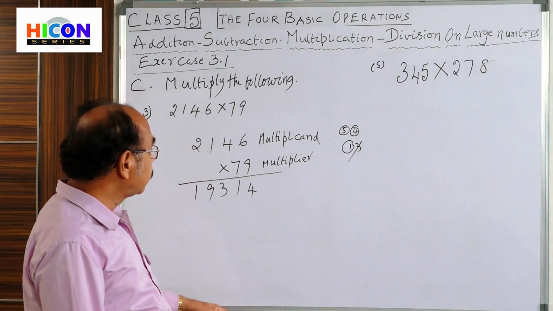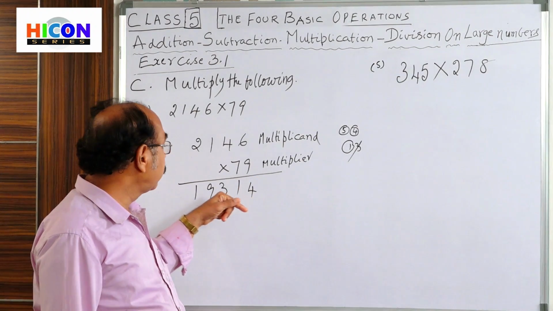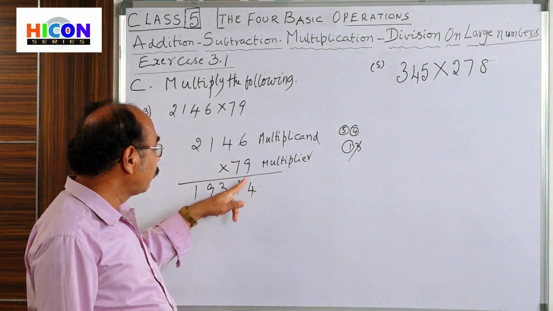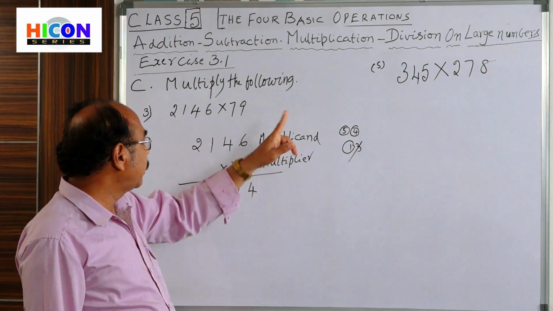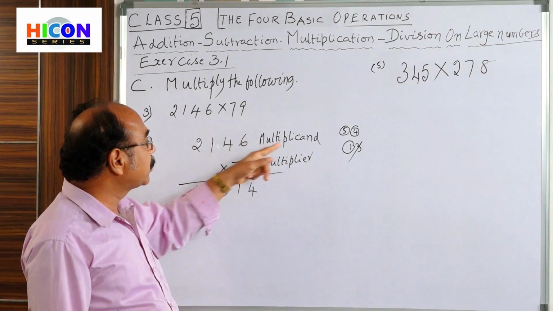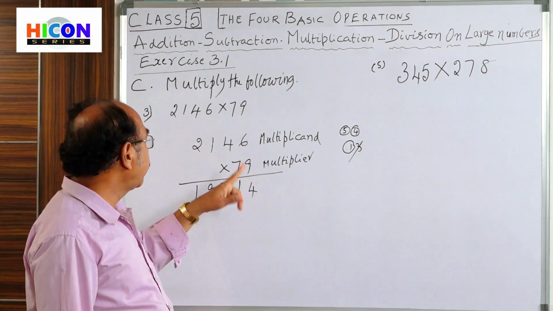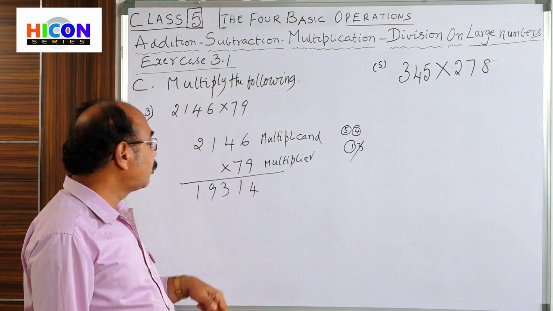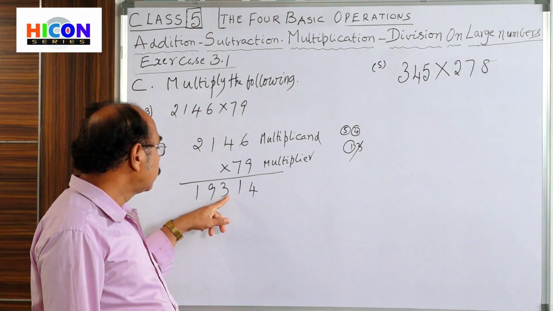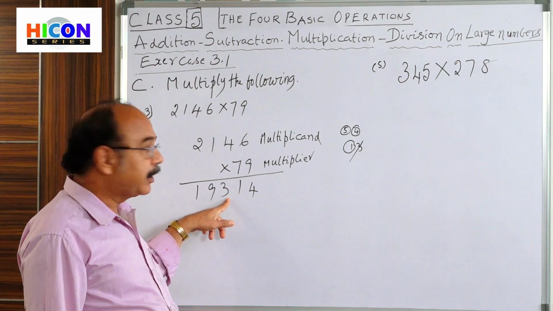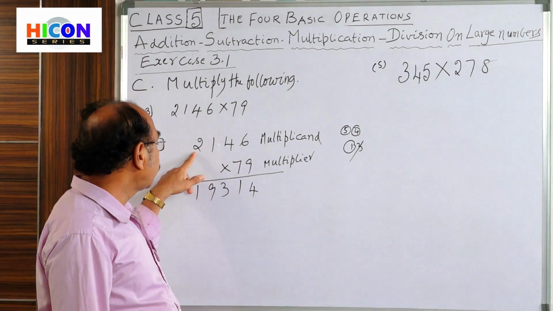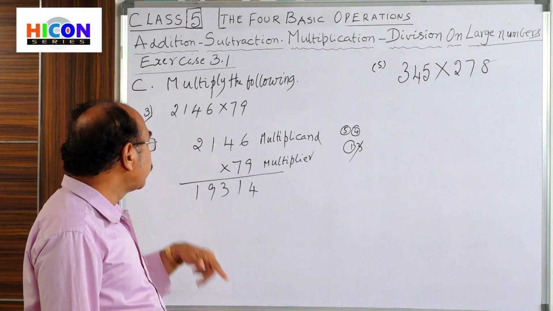Right. Once again, check this step, children. 9 6s are 54. 4, 5 is there. 9 4s are 36 plus 5, 41. 1, 4 is there. 9 1s are 9 plus 4, 13. 3 here. 1 is there. 9 2s are 18. 18 plus 1, 19.